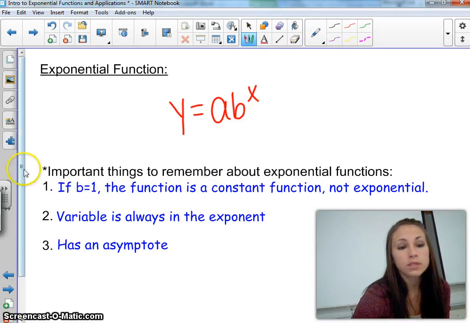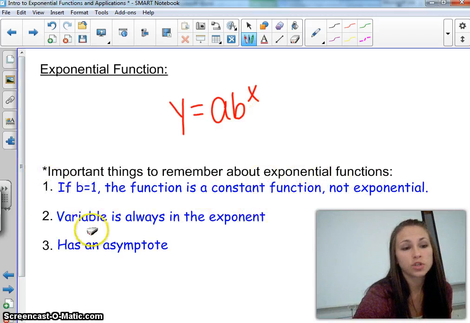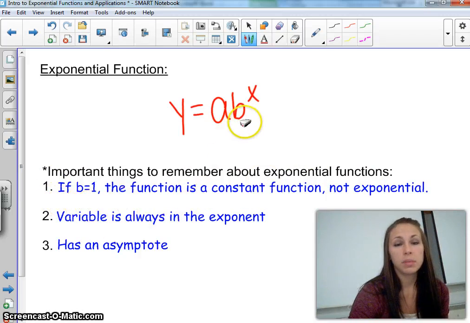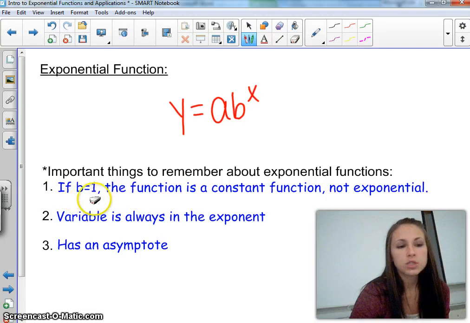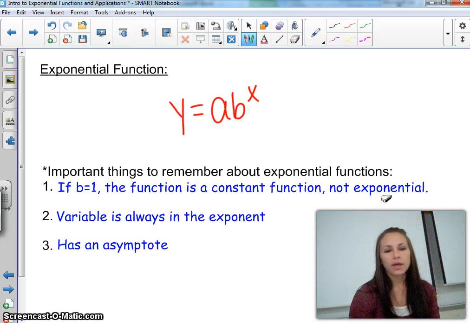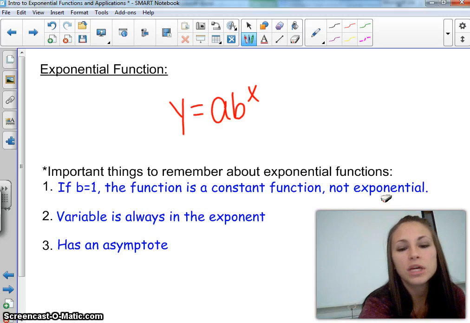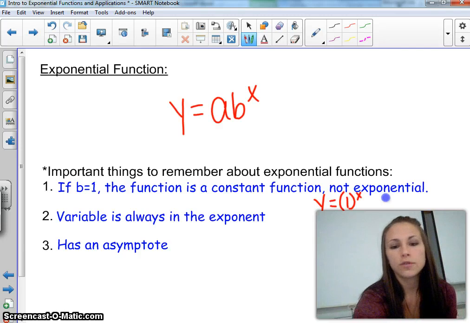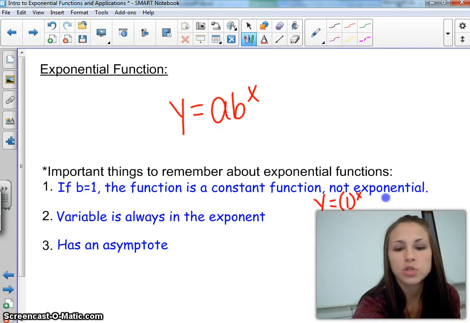Some other important things that you need to remember about exponential functions is, firstly, if your base is 1, b right here is the base. So if your base is 1, the function is a constant function and not exponential. So let's look at why that would be. If we picked a function where the base was 1, let's just pick an easy function like 1 to the x. So we can hopefully see why that base would not be 1.